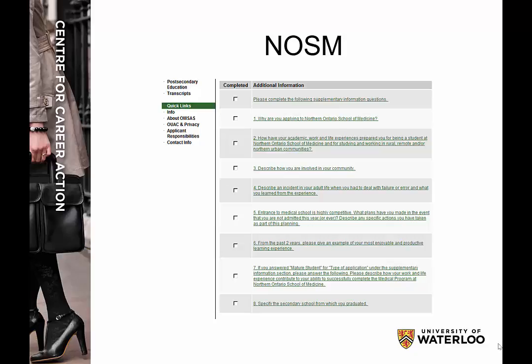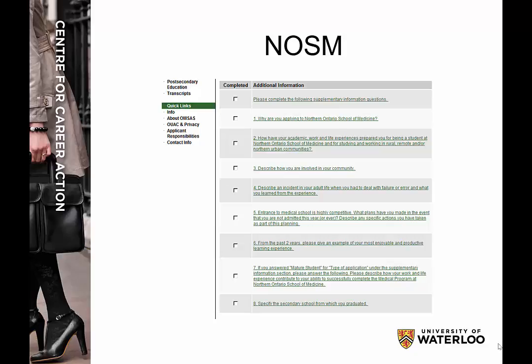In question 4, you have 750 characters to answer the question, describe an incident in your adult life when you had to deal with failure or error and what you learned from that experience. We recommend that if possible, your answer should focus on others, as this can often demonstrate your values.